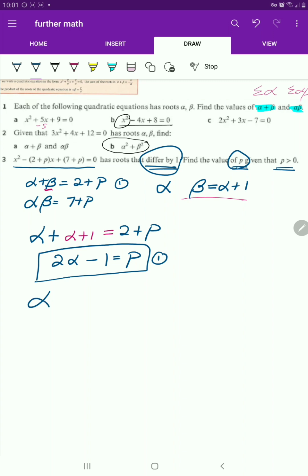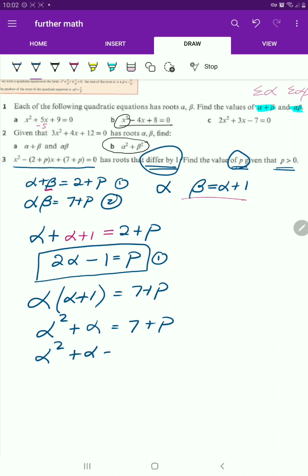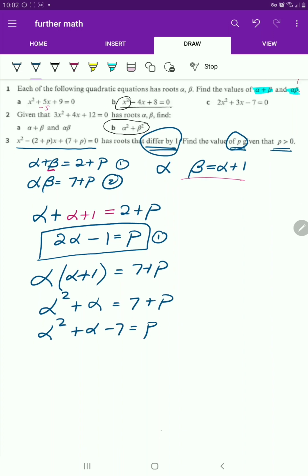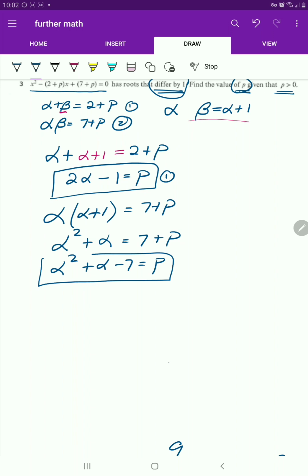So definitely the alpha, we have now equation number 2. Alpha is equal to what? Alpha plus 1 here for the beta is equal to 7 plus p. And take a look. Alpha squared plus alpha is equal to 7 plus p. And what is the p? Alpha squared plus alpha minus 7 is equal to p. This is now your equation number 2.